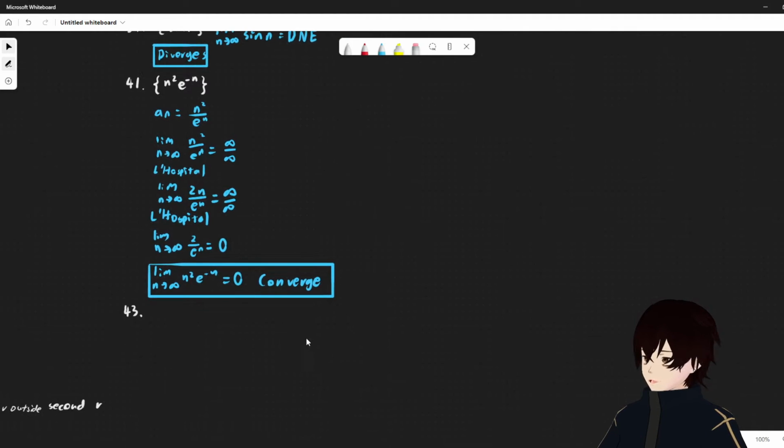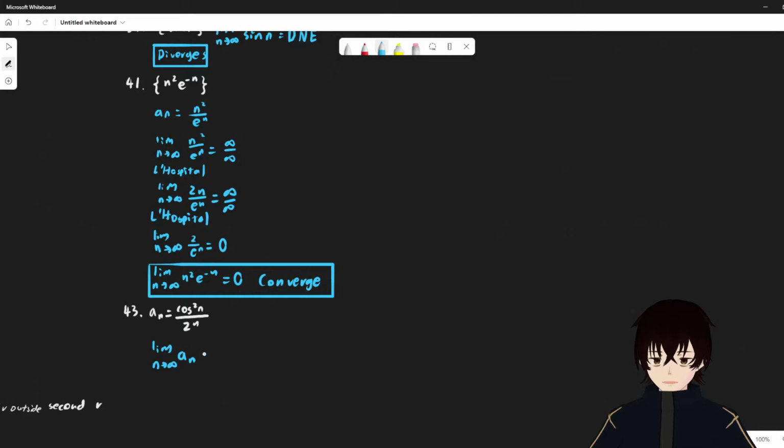And next up is going to be 43. 43 says a sub n is equal to cosine squared n over 2 to the power of n. That's going to be 0. The limit as n approaches infinity of the sequence is equal to 0, because cosine squared n is always going to be between 1 and negative 1, but the bottom just keeps growing. Therefore, this one has to be equal to 0 and converge.